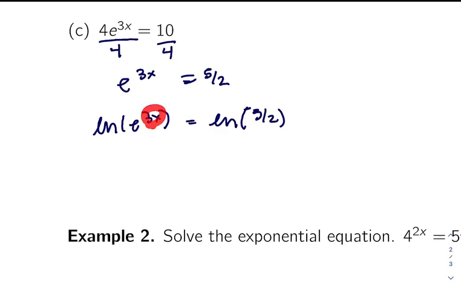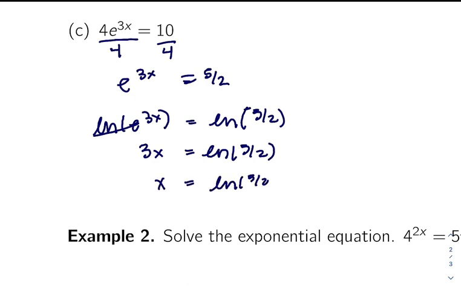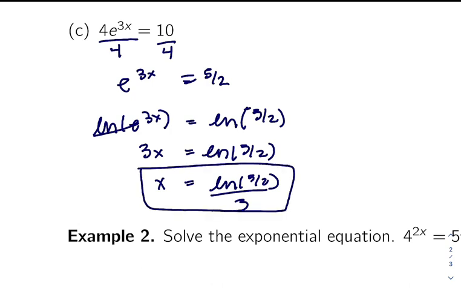I can either think about bringing this 3x out in front and then simplifying the ln of e, or in this case, I can actually use my cancellation properties because the natural log and e will undo each other, and I'll be left with 3x is equal to the natural log of 5 halves, or x is the natural log of 5 halves divided by 3. We do need to stop here. We're not going to be able to combine the 5 halves and the 3 together because the 5 halves is inside of that natural log.